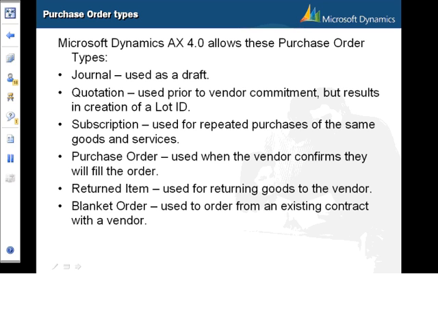So the first purchase order type is the journal. This type is used as a draft. It does not affect stock quantities and does not generate any item transactions, and the quantity on the order line will not be considered in the master scheduler. For example, a purchase order of the type journal can be used when importing data by batch. In this manner, the purchase order can be reviewed and evaluated without affecting inventory, on order, or other numbers.